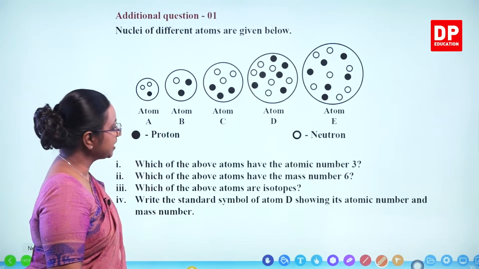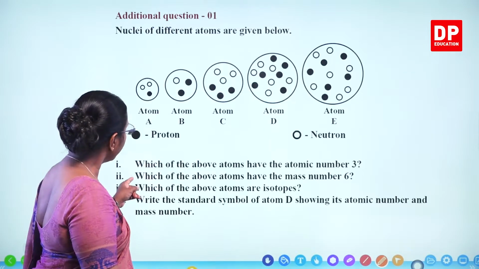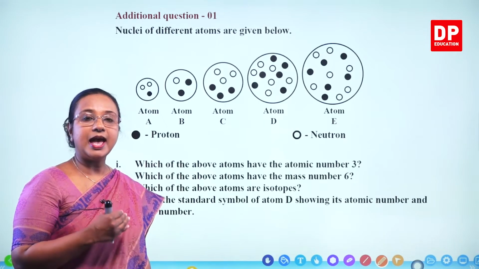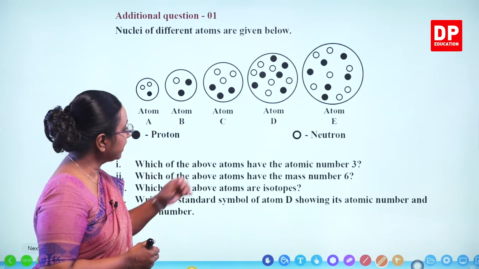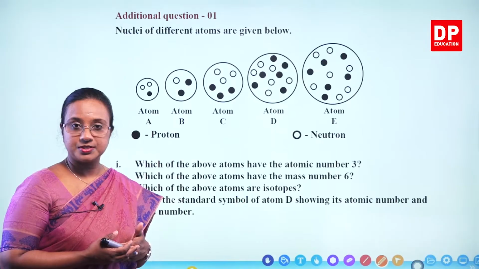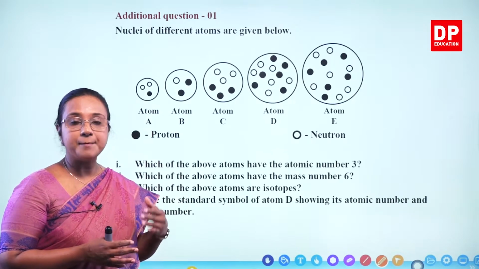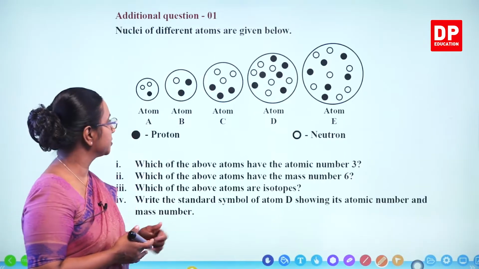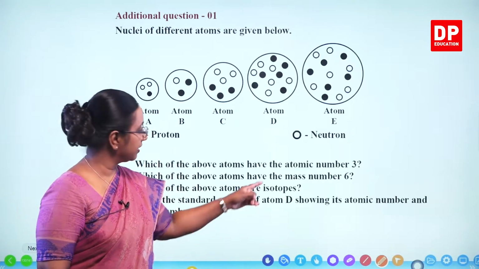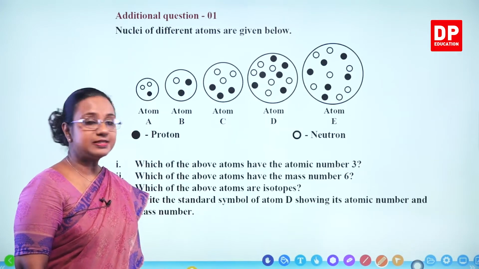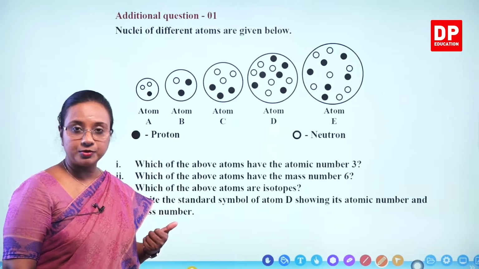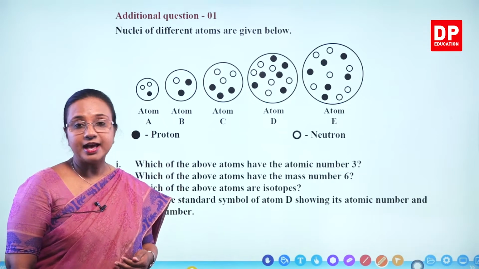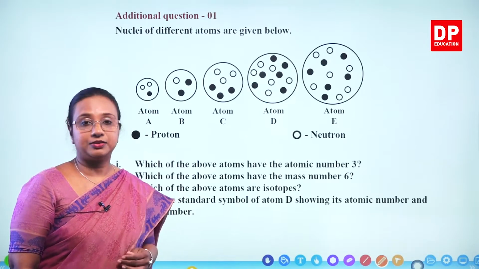Which of the above atoms have the atomic number 3? Which of the above atoms have the mass number 6? So already you have learned atomic number and mass number. Atomic number means the number of protons. They are equal to the number of electrons, but because the number of electrons can change, we always stick to the number of protons. So, from each atom, we can identify the atomic number. Then, for the mass number, we need to add the number of protons and the number of neutrons together. Why? They are the subatomic particles that have a mass compared to the electrons.